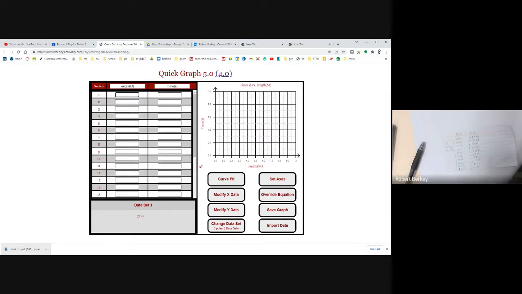And now this one was kind of nice. All the lengths were 0.6, 0.7, 0.8, 0.9, and so on. Okay.